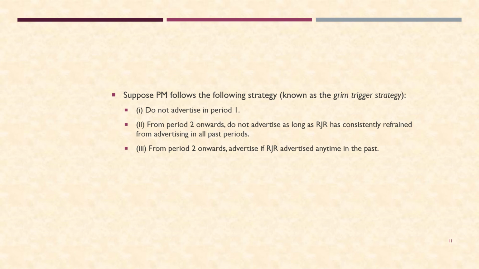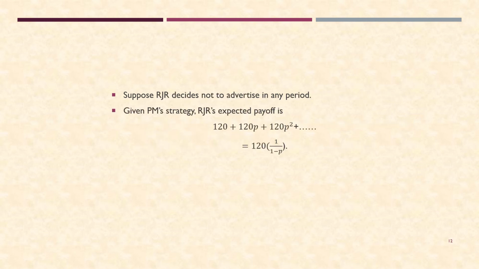This strategy imposes the maximum punishment on PM if it does not reciprocate RGR's gesture of not advertising. If this strategy fails to induce RGR to stop advertising, nothing else will work, and we can conclude that the firms will continue to advertise every period. Suppose RGR decides not to advertise any period. Given PM's strategy, it earns 120 every period this game is played. Therefore, the expected payoff of RGR by not advertising is given by the expression shown on the screen. This expression is an infinite geometric series and can be simplified to 120 times 1 over 1 minus P.